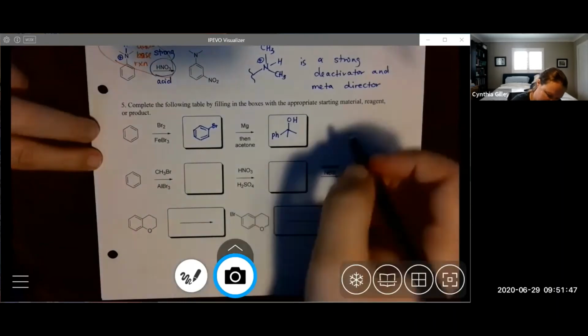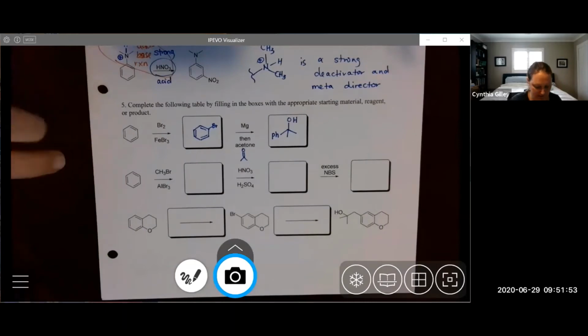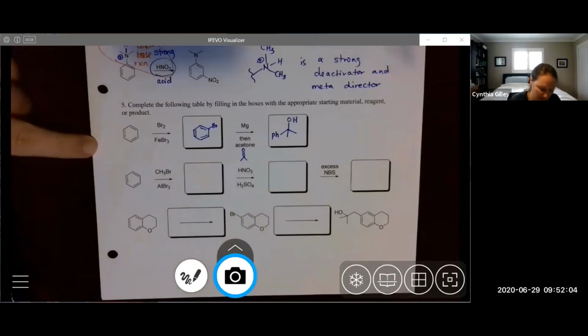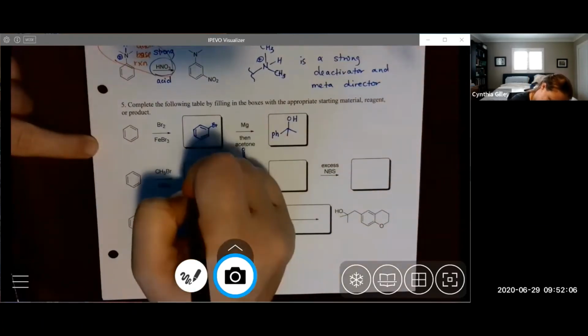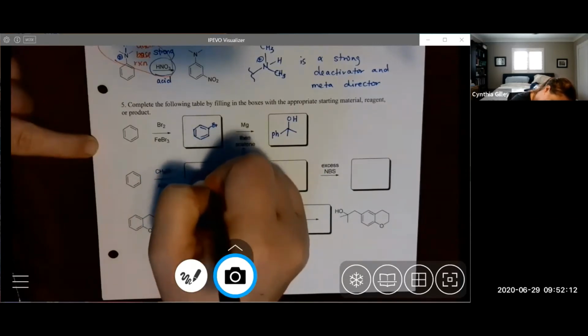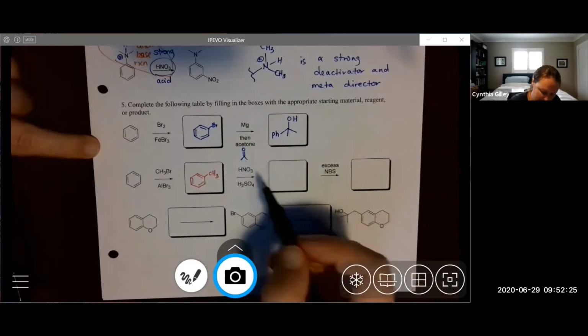Okay, so just in case you don't know, acetone, two methyl groups. Okay, next one is starting out with a Friedel-Crafts alkylation reaction. Now we'll introduce a methyl group. That methyl group is an activator, and an ortho-para director. So it will direct the incoming group.